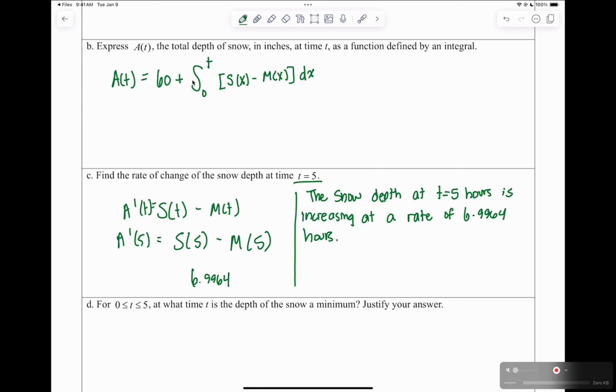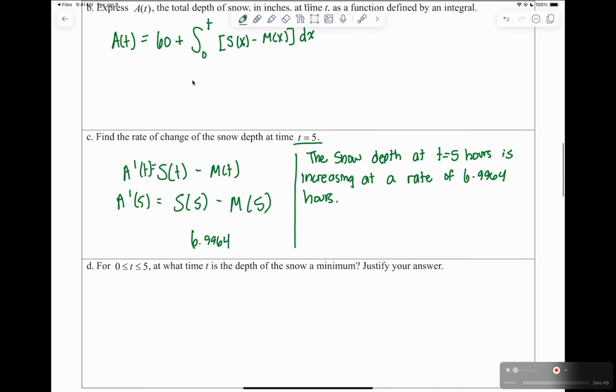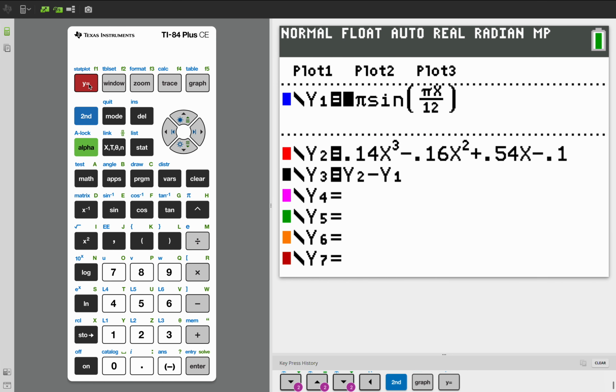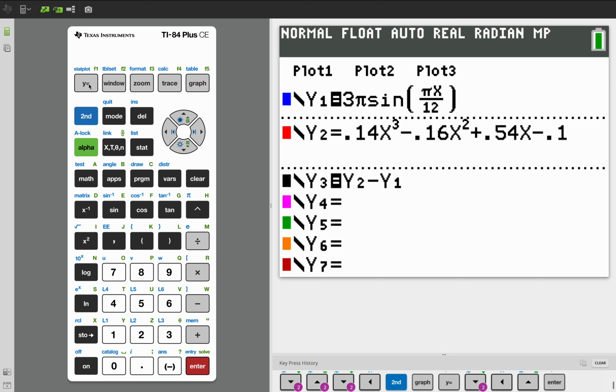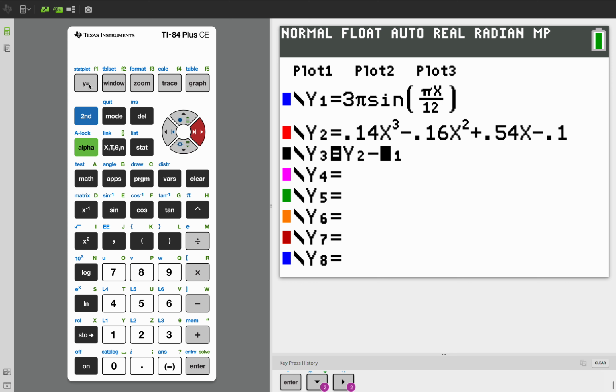For part D, from 0 to 5, at what time t is the depth of the snow a minimum? And we want to justify our answer. Before we do that, we need to find the critical points of A prime of t. Essentially that's when this is 0, and at that 0, s of t is equal to m of t, or when s of t minus m of t is 0. Which is helpful because that's essentially y3. What we're going to do is remove all of this, because the only graph I really want to look at is y3 from 0 to 5.